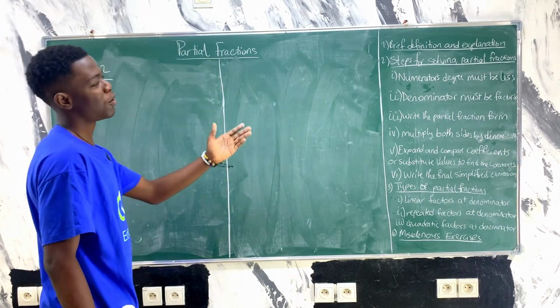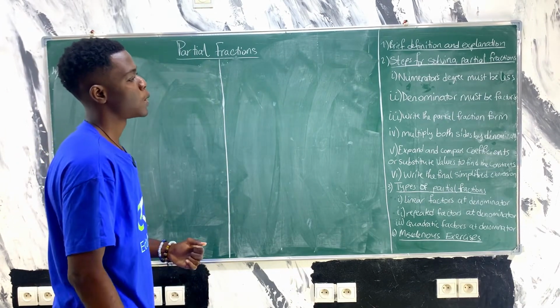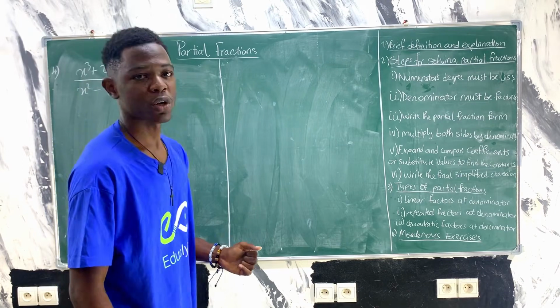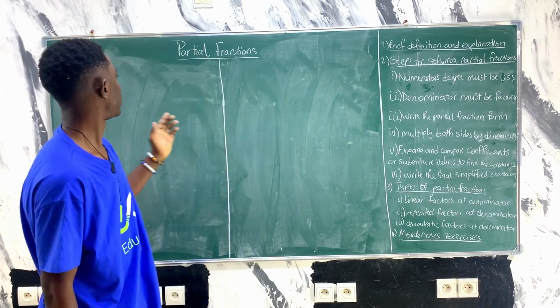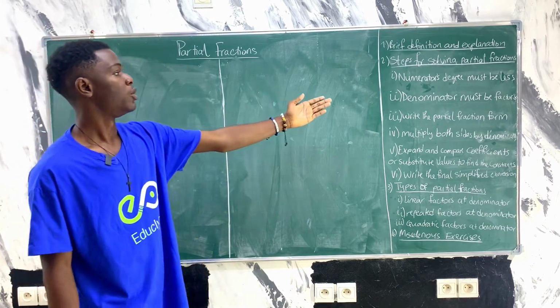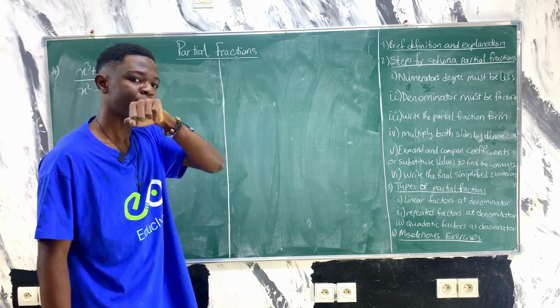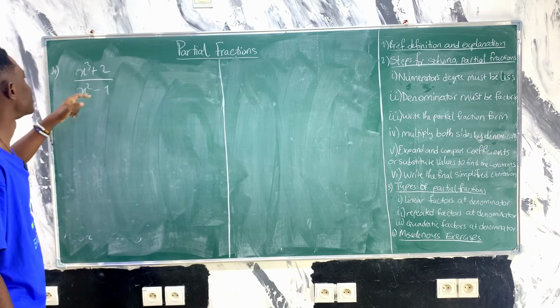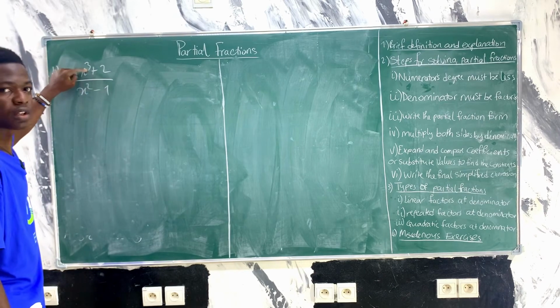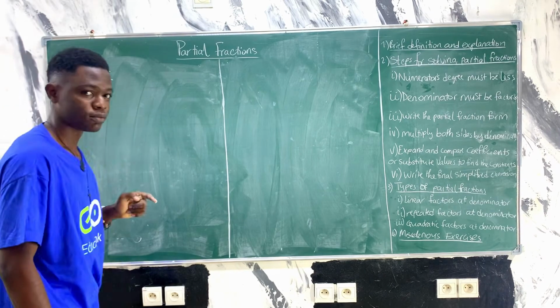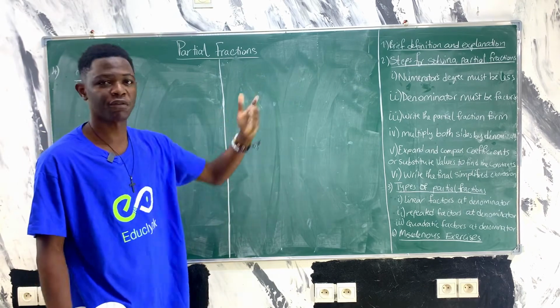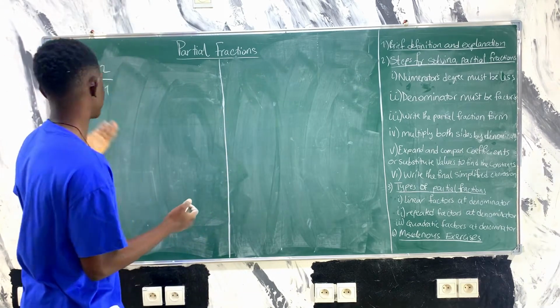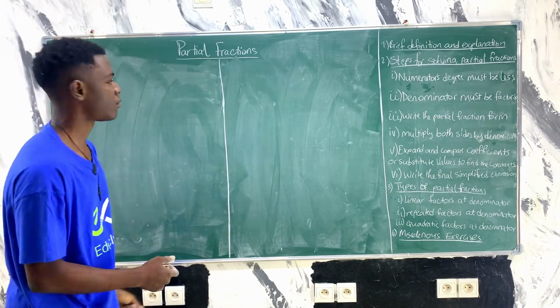So as I said before, we are going to solve now. Let's just check. The numerator's degree must be less. You see that the numerator's degree is 3. So the first condition is not fulfilled. When you see such, how do you proceed?